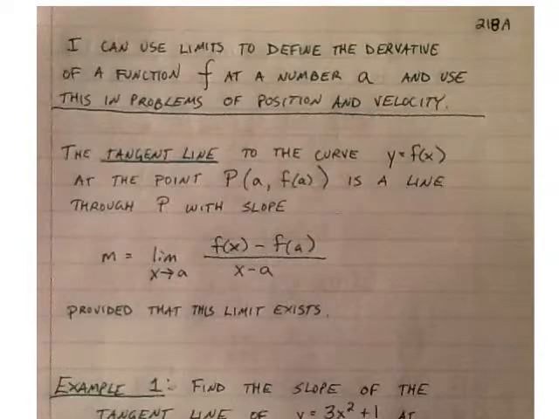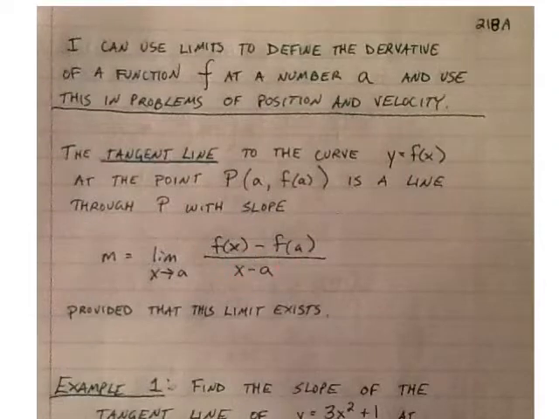Alright, now we're really getting into some stuff that's calculus related, and the first thing is we should be able to find the tangent line of a curve at a point P. And we can do that by finding limits. So the slope of the tangent line is defined as the limit as x approaches a of f of x minus f of a all over x minus a.